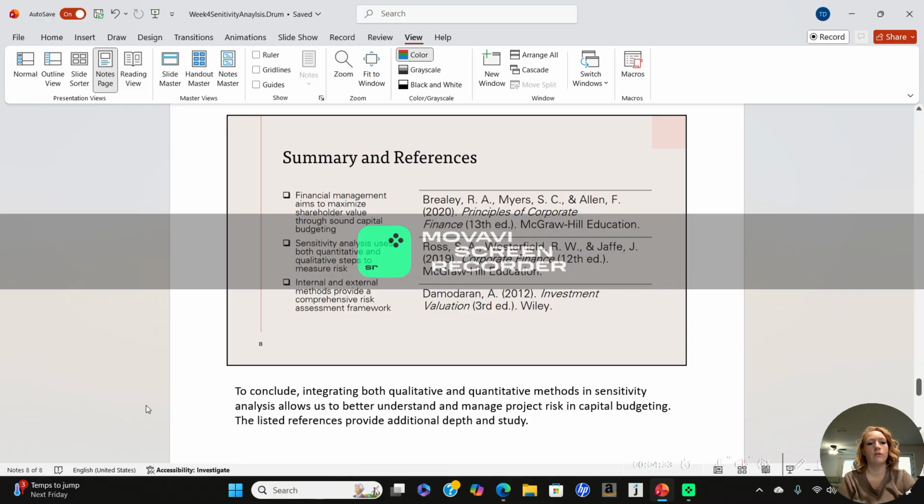So we went over financial management, which aims to maximize shareholder value through sound capital budgeting. We reviewed how sensitivity analysis uses both quantitative and qualitative steps to measure risk. And then internal and external methods provide a comprehensive risk assessment framework.